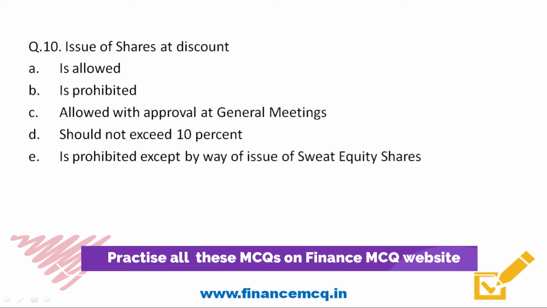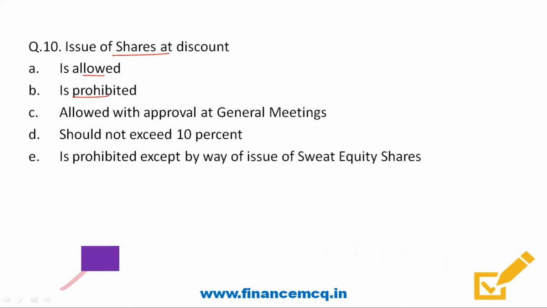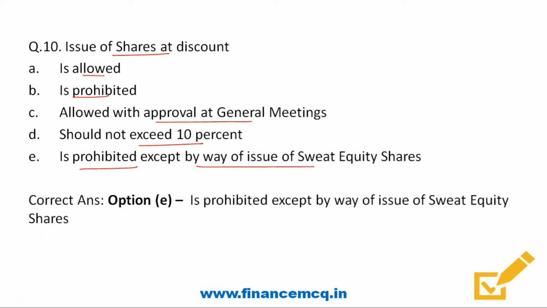Moving on, next question, issue of shares at discount is allowed, is prohibited, is allowed with approval at general meetings, and option D, should not exceed 10%, and last option, is prohibited except by way of issue of sweat equity shares. So friends, remember that issue of shares at discount is prohibited except by way of issue of sweat equity shares.